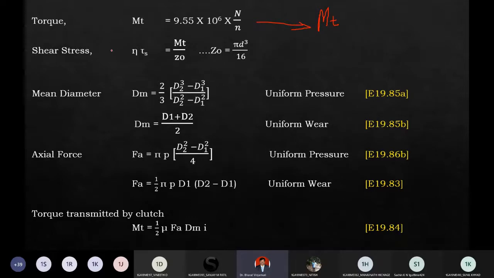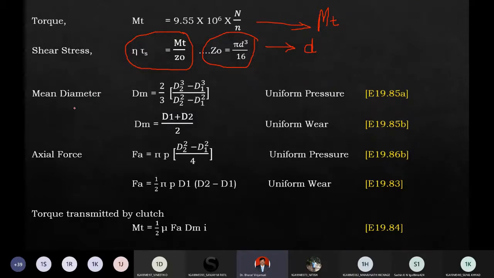The second one is the shear stress equation. This equation is also there in the data book, but I don't want you to memorize it; copy it from the data book. The formula is tau s equal to Mt by Z naught. Since I am using the QA factor, I have the equation eta into tau s equal to Mt by Z naught, where Z naught is pi d cubed by 16. You are going to find d from this equation.